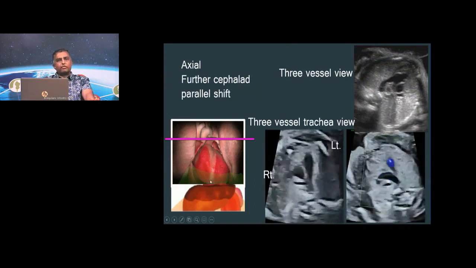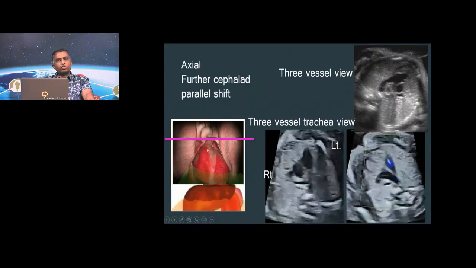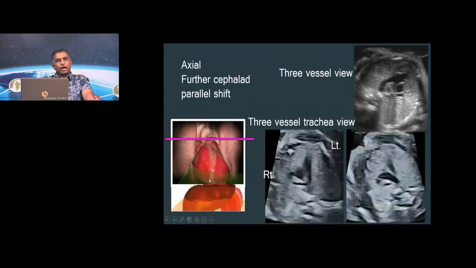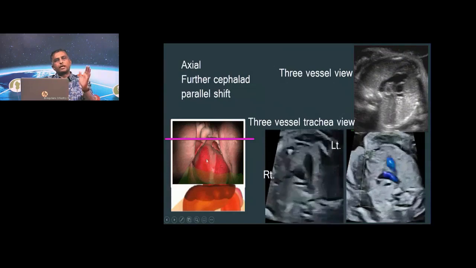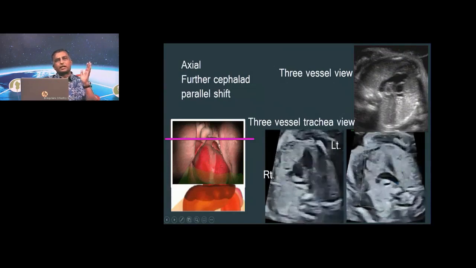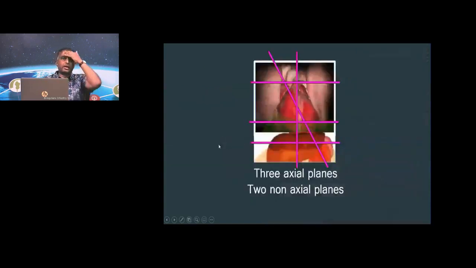Now we'll come to the checklist later on, and that's how you get your 3-vessel trachea view. When you move from the 4-chamber view towards the 3-vessel view, you actually go through 2 more views. One is the 5-chamber view, and the other is the 3-vessel view, which we really don't document. You can see it, but you don't document it. Your documentation is mainly of the 3-vessel trachea view and the 4-chamber view. So indeed, you're left with 3 axial planes and 2 non-axial planes.